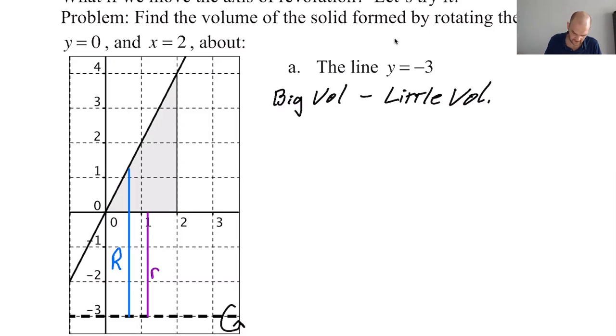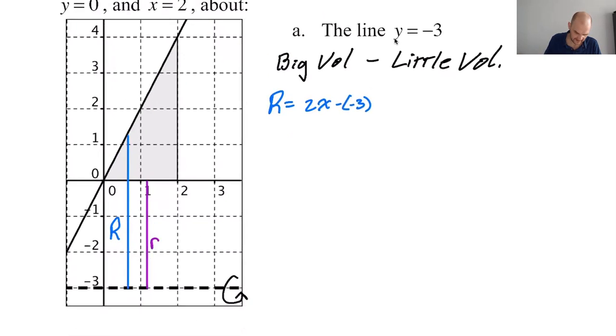And so for us, big R is just going to be 2x minus -3. Why? Well, take any y value here, which is found by doing 2 times whatever x is. And then to get the distance from this point to this point, I have to do top take away bottom. There's that top take away bottom idea again, always. So that's going to follow us forever.